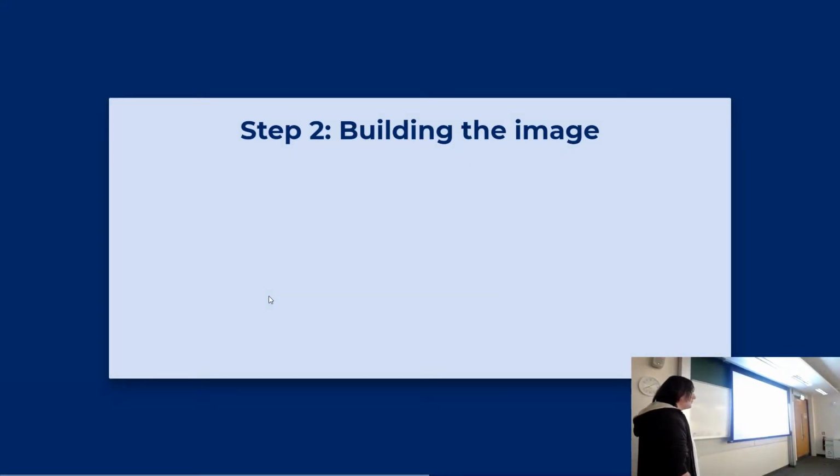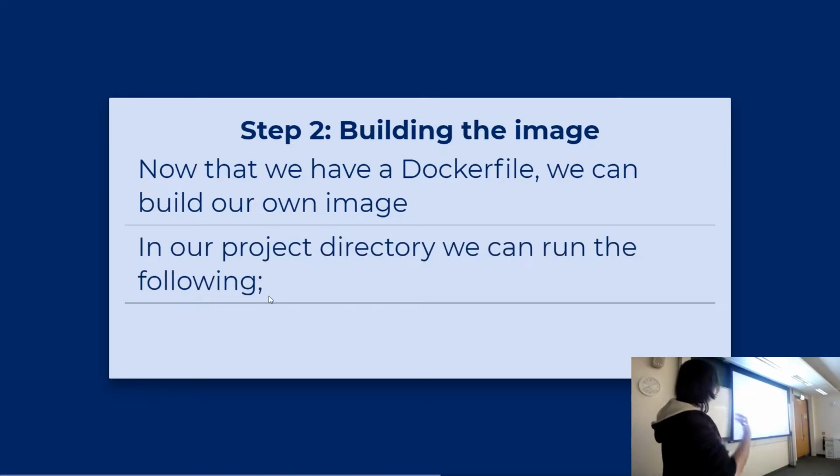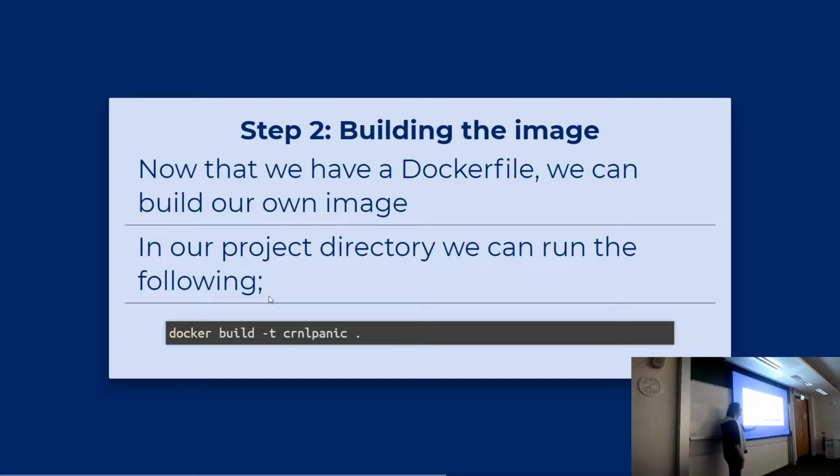So step 2, once you've got your Dockerfile written, you want to build your image. I'm beating myself to the punch here because I basically said that word for word. So in the project directory, you can run the following command. Docker build, and then there's some other stuff, but it's fairly self-explanatory. Hey, Docker, build my thing.